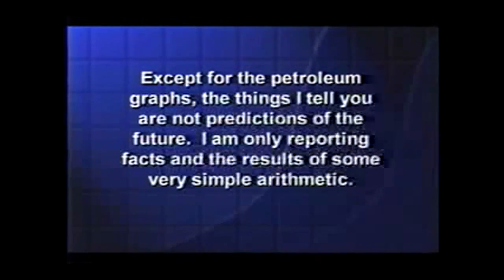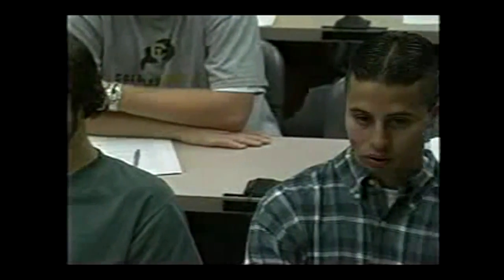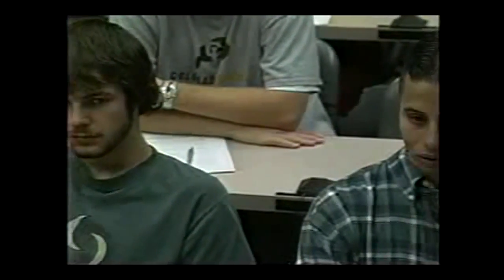Now, except for the petroleum graphs, the things I tell you are not predictions of the future. I'm only reporting facts and the results of some very simple arithmetic. But I do this with confidence that these facts, this arithmetic, and more important, our level of understanding of them will play a major role in shaping our future. Now, don't take what I've said blindly or uncritically because of the rhetoric or for any other reason. Please, you check the facts. Please check my arithmetic. If you find errors, please let me know. But if you don't find errors, then I hope you'll take this very, very seriously.